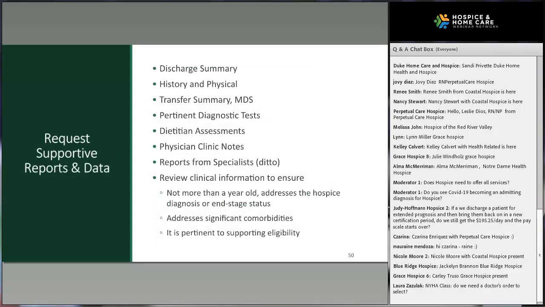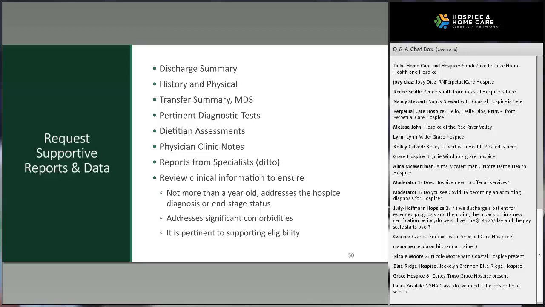Here is some of the supportive documentation that you want to get, if possible, to begin with. Whether the patient comes from a hospital, if the patient comes from home, you may not be getting some of the supportive documentation, or if they're in a nursing home, you're looking at discharge summary, an H&P, any transfer summaries, there might be an MDS, as I said, depending if they were in a nursing home, any pertinent diagnostic test, dietitian assessment, physician clinical notes, reports from specialists, and you want to make sure that the information is relatively current.